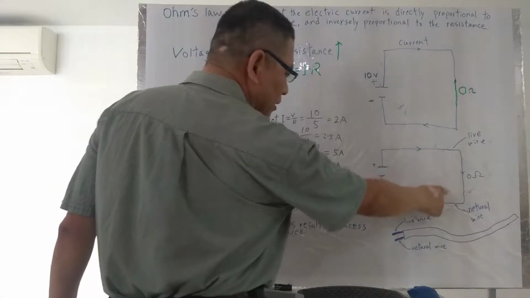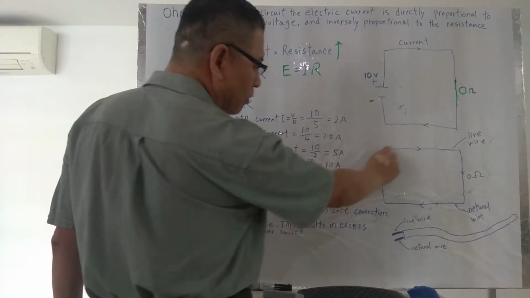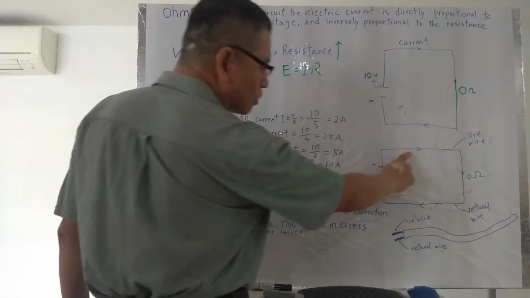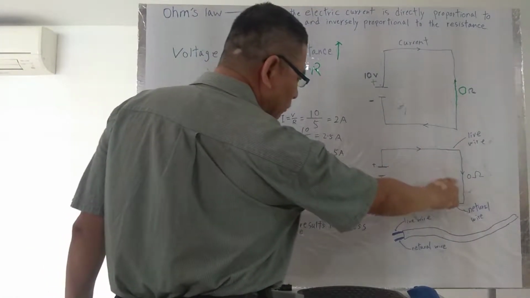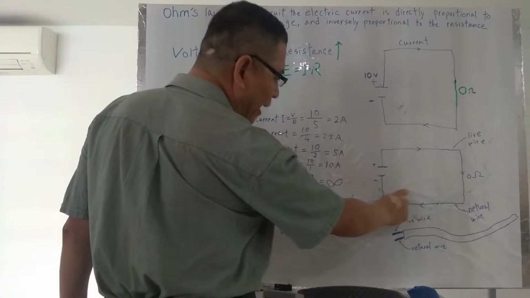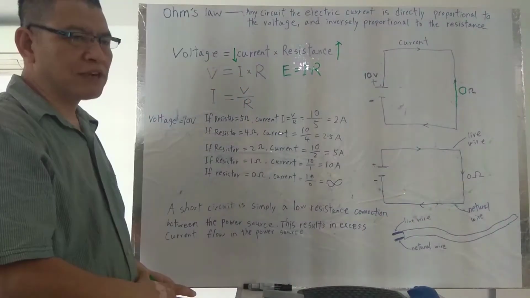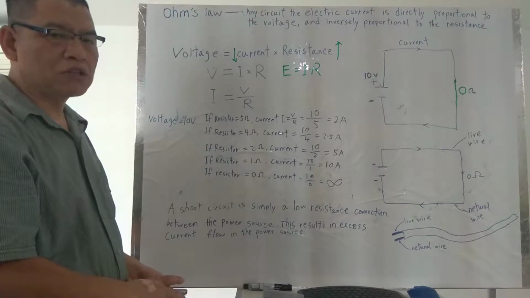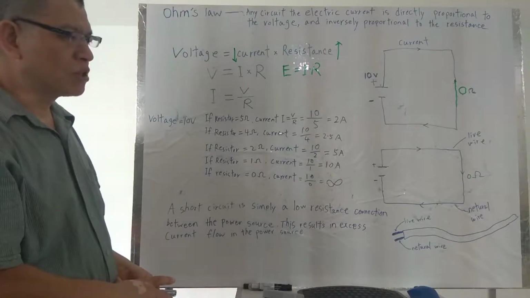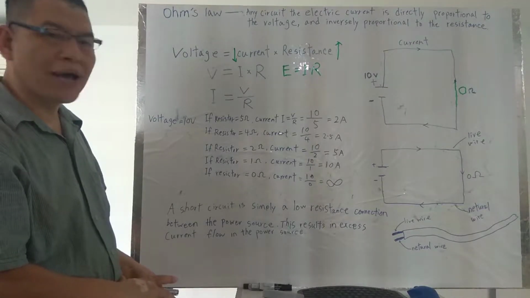Then what will happen? It will cause the power source to spoil. And also, the wires will be very, very hot. It will cause a fire. That's why sometimes you hear from the news that some house caused a fire disaster. It could be caused by a short circuit of the electrical wires.